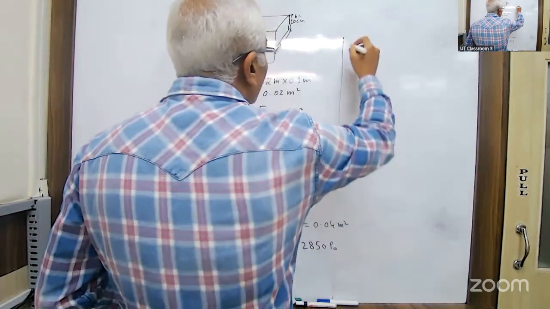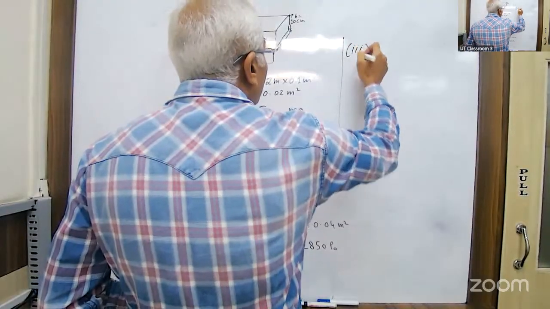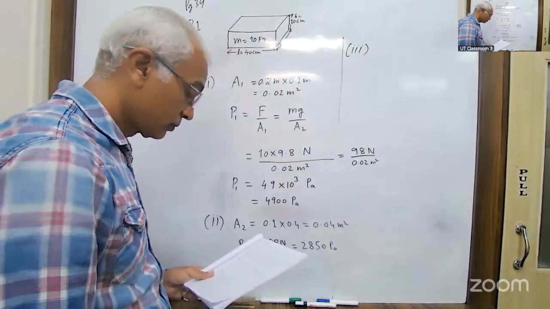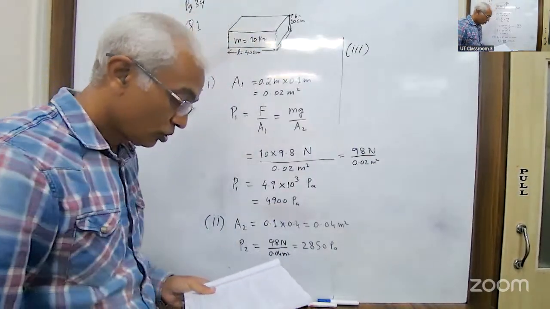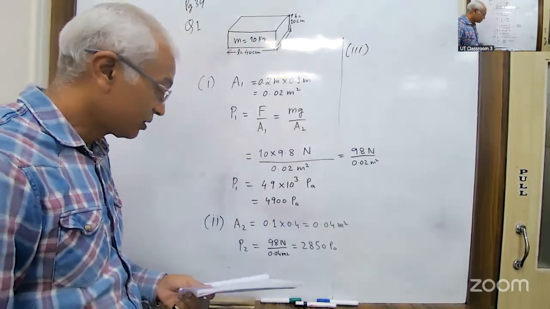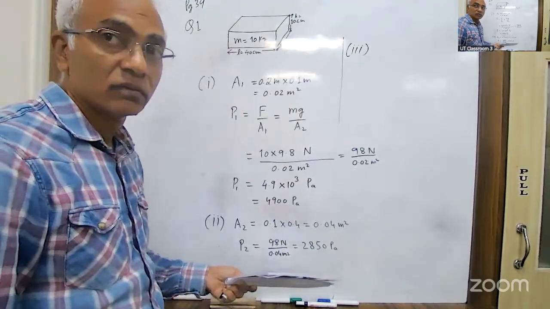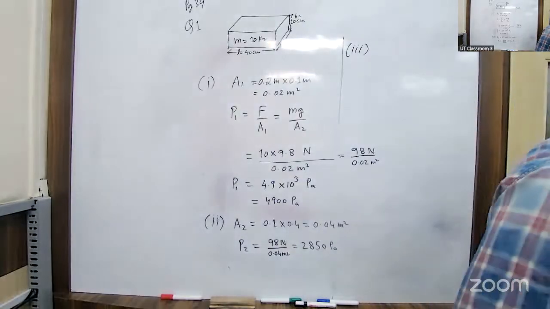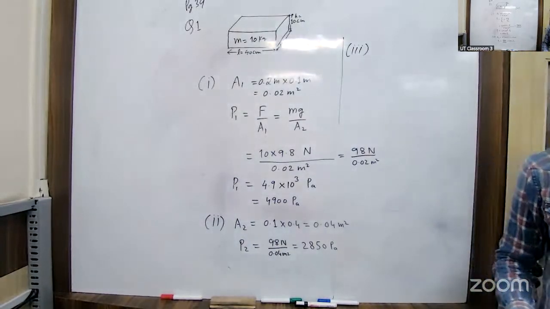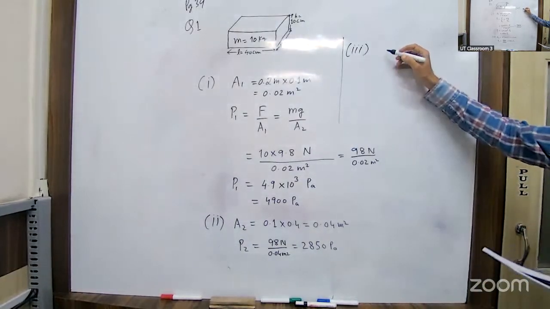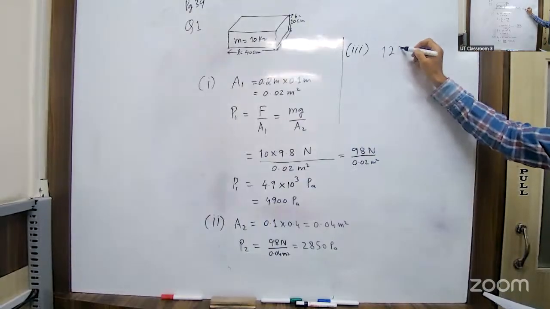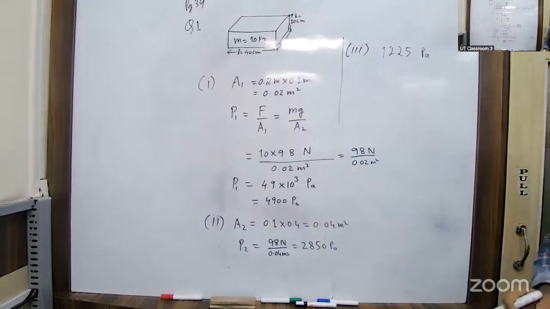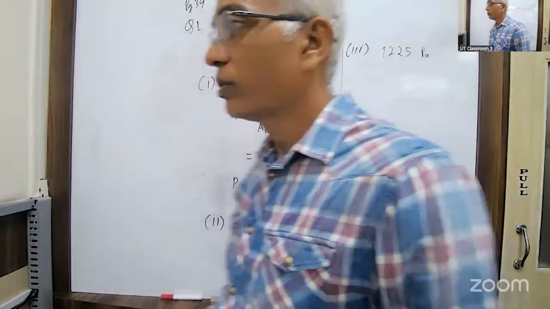Similarly, what is the third one? 20 by 40. So it will be 0.08, which is even half of this. Okay, so you can calculate that yourself. So for the last, you'll get the answer as 1225. Pascal or Newton per meter square, anything you can use.